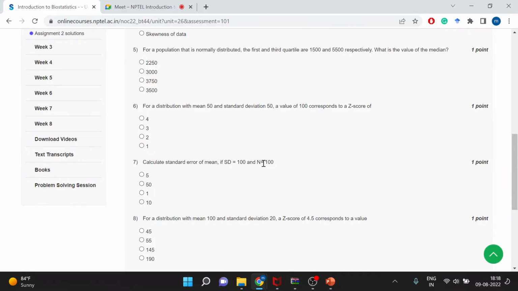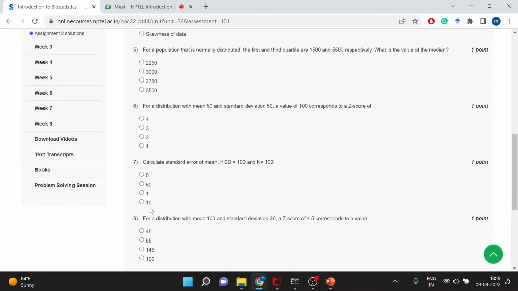So he pointed out that the standard error of the mean is basically SD divided by the square root of n. SD is 100 and the square root of n, that is again 100, is 10. So 100 by 10 equals 10. So yeah, the standard error of the mean here is 10.